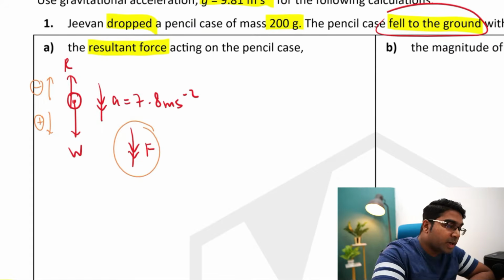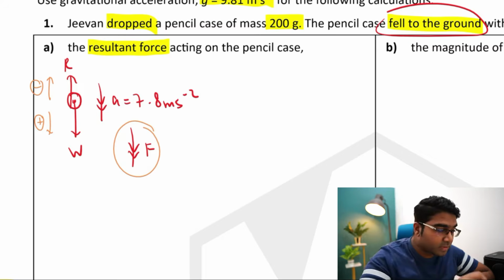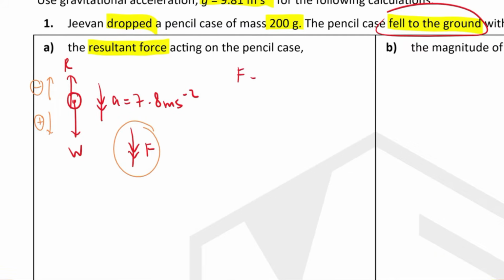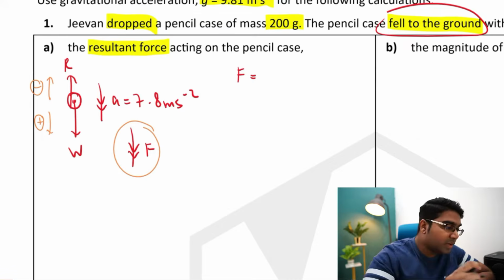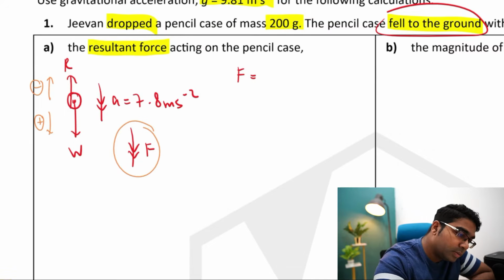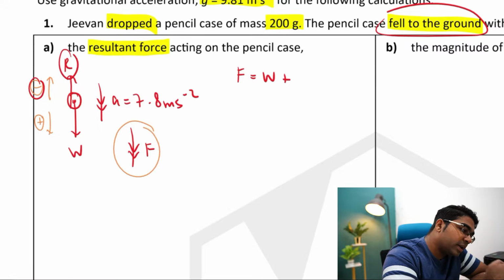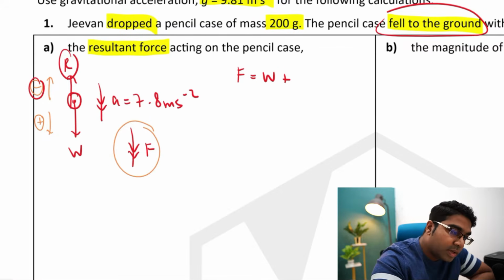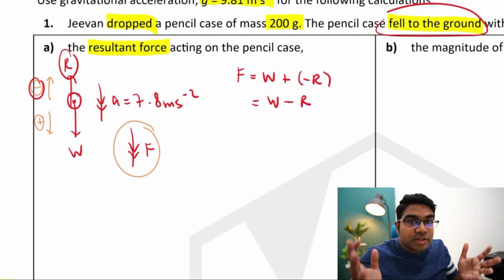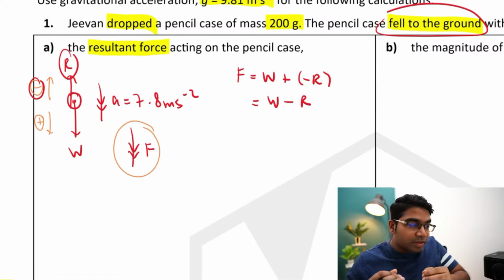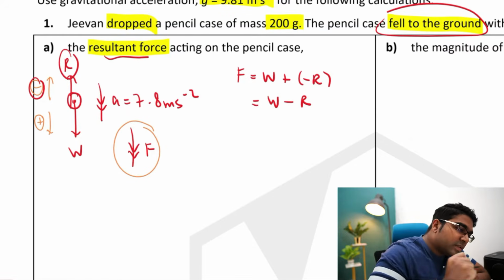Now we are ready to write our formula for resultant force. Resultant force F will be equal to the vector sum of forces here, that is W plus R. But R is in the negative direction, therefore negative R. And so this just becomes W minus R. Now that we understand the situation, let's try answering the question. Here they want you to find the resultant force.